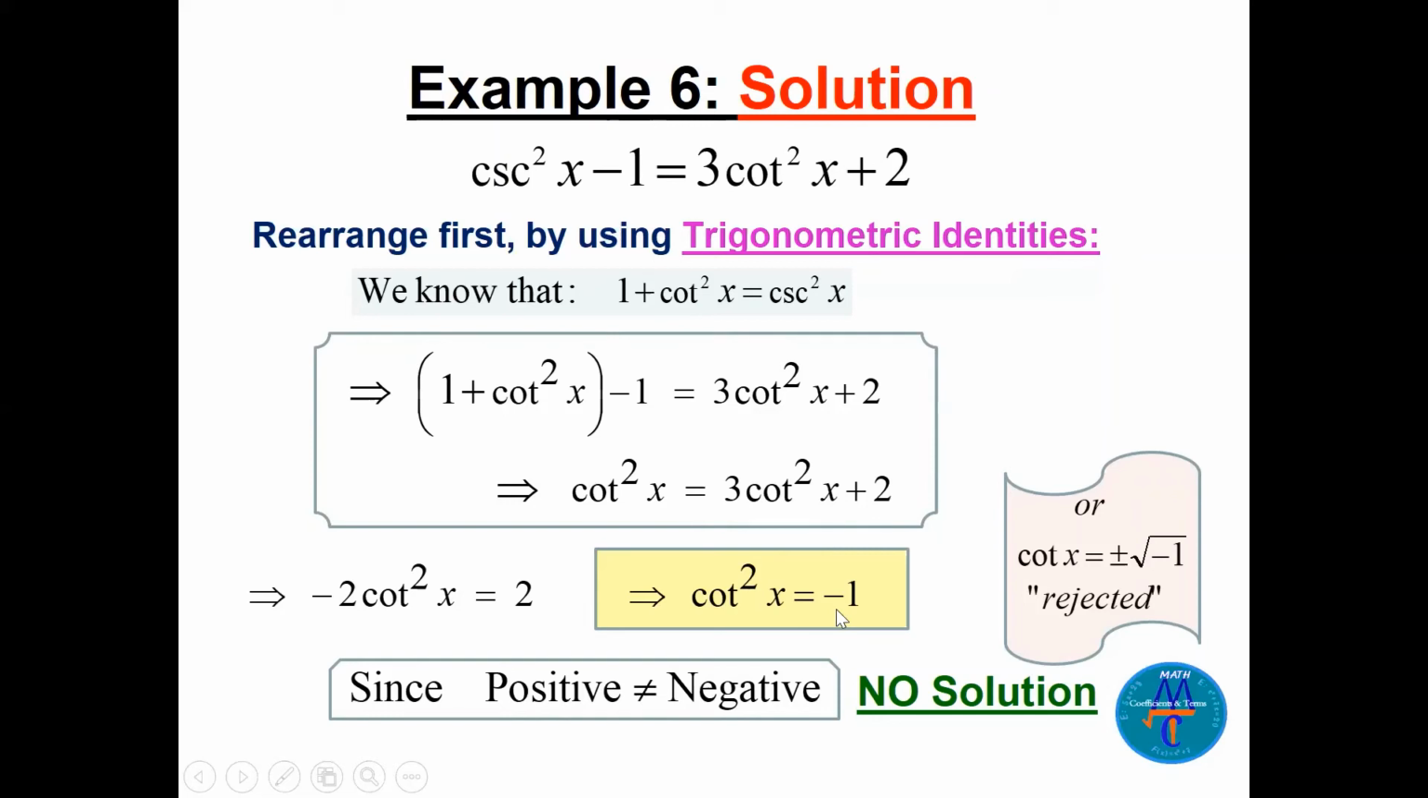And here we have to think. If we take the square root of both sides, we get cotangent of x equals plus or minus the square root of minus 1. And this one is rejected because the square root of minus 1 is complex. Or we can see another reason. This is squared. You see cotangent of x all squared. So that's positive. It cannot be equal to a negative. Then we say no solution for the equation in example 6.